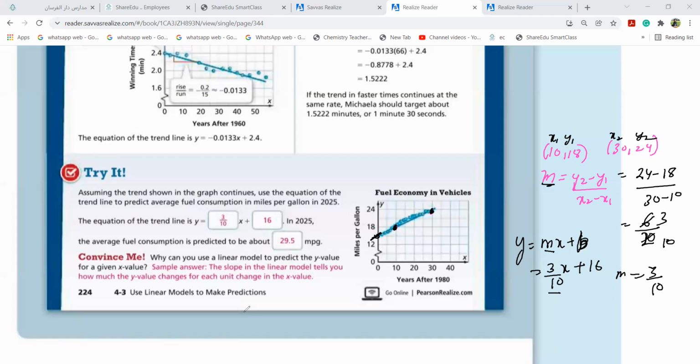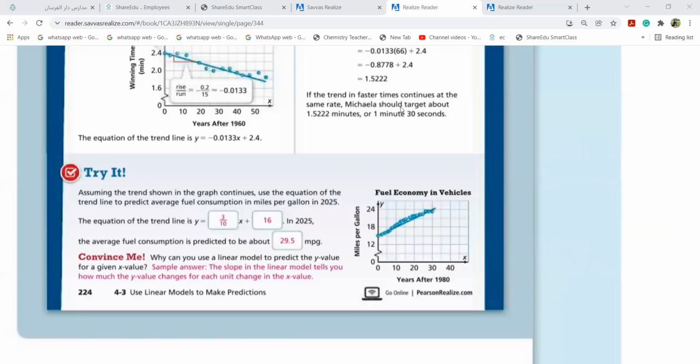Dana, did you write it? 3 over 10 x plus 16. Your answer is 29.5. You substitute x later on. 29.5. Judy, do you have a calculator? Try to do 15 and check, or leave it. Leave it. Go to next question.